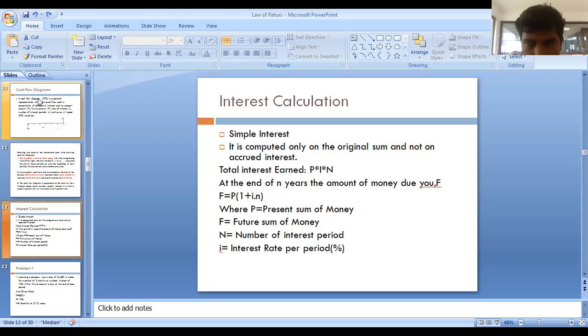Total interest earned is P into i into n. P will be the principal amount or the present sum of money, i will be the interest rate, and n will be the number of interest periods. So the future amount at the end of n years, at the end of 2 years, 3 years, what will be the money due onto you? You have to pay the future sum of money. That is given in terms of F is equal to P into (1 plus i into n).